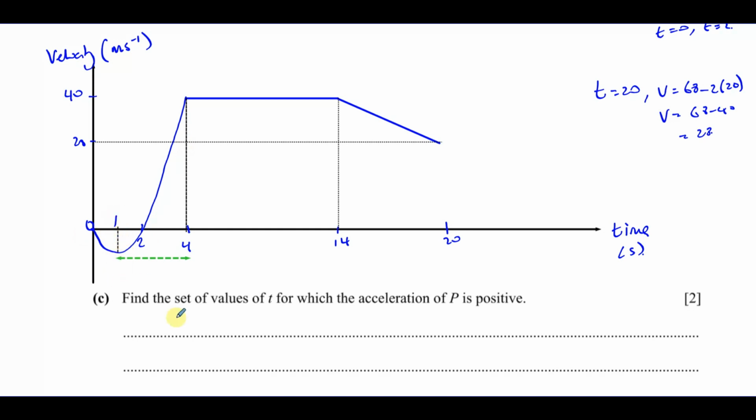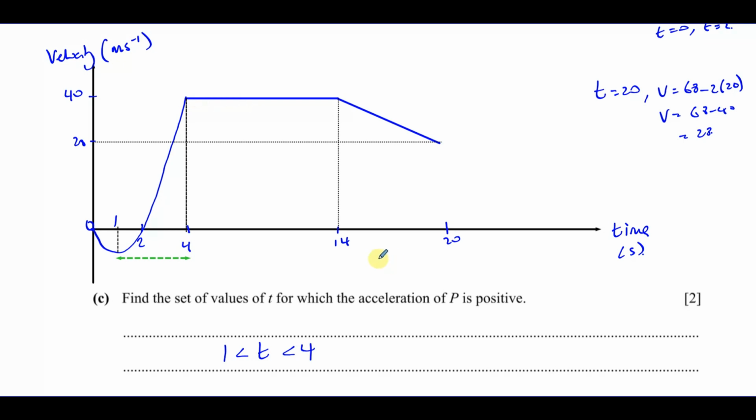So we can see it's going to be between 1 and 4. At the point it's at 1 itself, it will be 0, so I'll say greater than 1. The point it's at 4, it's reached this constant speed of 40, so I'll put less than 4. So t is between 1 and 4.